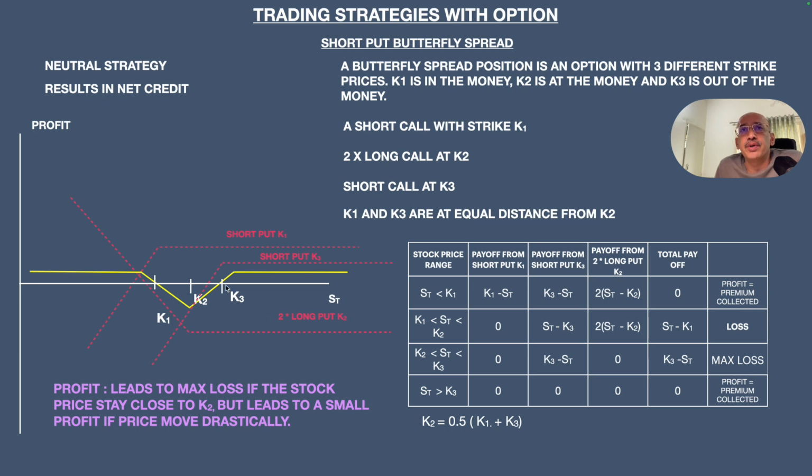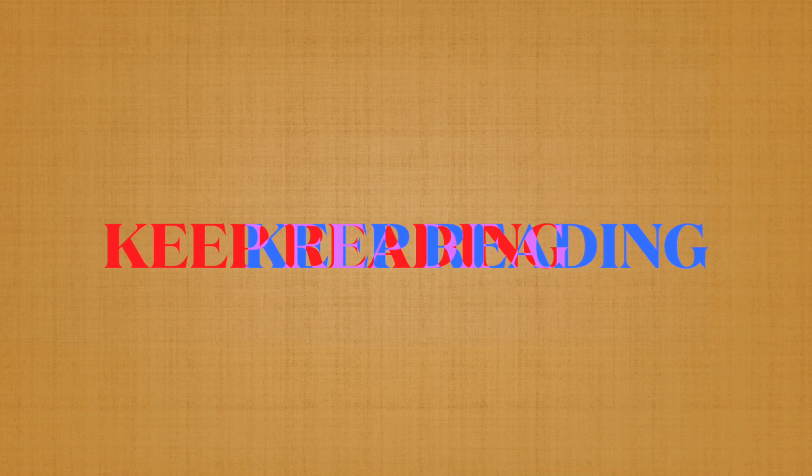Now if the price goes beyond K3, what's going to happen? Your short put is not at loss because you have already collected the premium. Here the short put at K3, you have collected the premium. Your two long puts at the money, you have paid the premium, but you have collected a net amount at the start of the strategy. That is going to be your profit. That is the premium collected. Net premium collected will be the profit. So this is the short put butterfly spread. Yeah, with this we come to the end of the discussion on butterfly spreads. In the next video, we will discuss straddles, strangles, strips and straps.